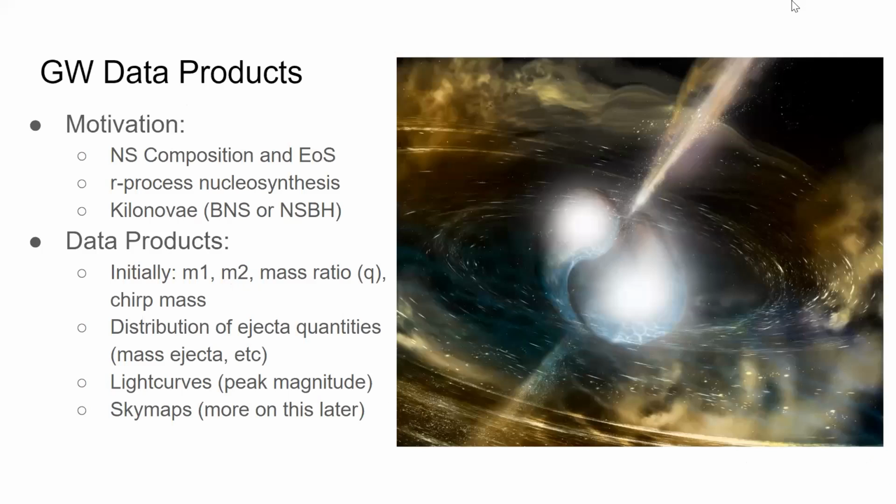All right, so first we're going to talk about the gravitational wave data products. And first we need to talk about motivation. Why do we care, right? So one of the main areas of study is a neutron star. What is it made out of? And what is the equation of state of a neutron star?